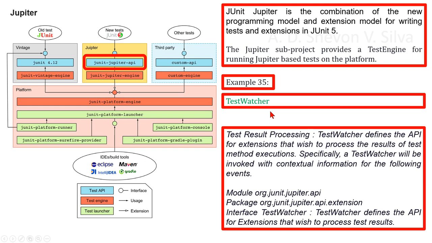In contrast to the other extension APIs, the TestWatcher is not permitted to adversely influence the execution of tests. Consequently, any exception thrown by a method in the TestWatcher API will be logged at WARNING level and will not be allowed to propagate or fail test execution.